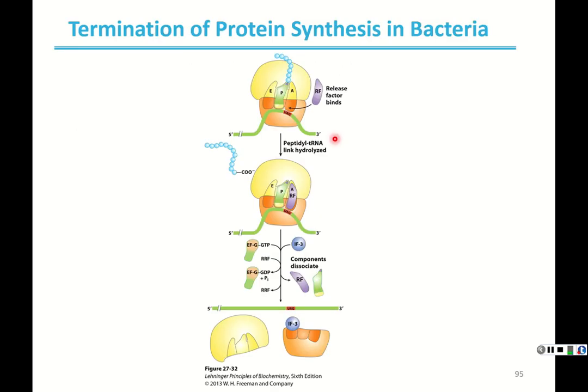You don't need to know the specific release factor 1 or 2. All you need to know is that there is a release factor that comes in when that stop codon reaches the A site. The release factor comes into the A site. It cleaves the bond between the tRNA and the peptide chain. It allows it to release. Then IF3 comes in. It involves GTP as well. And when it hydrolyzes GTP, it basically makes everything kind of explode into pieces, and they can be recycled and reused.